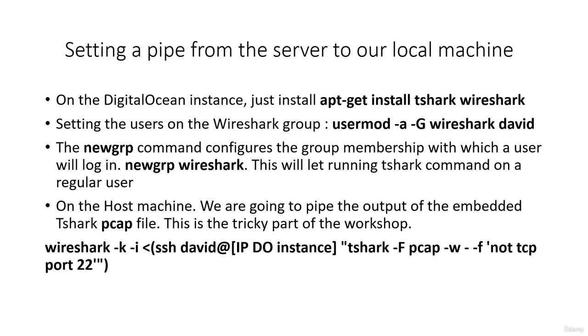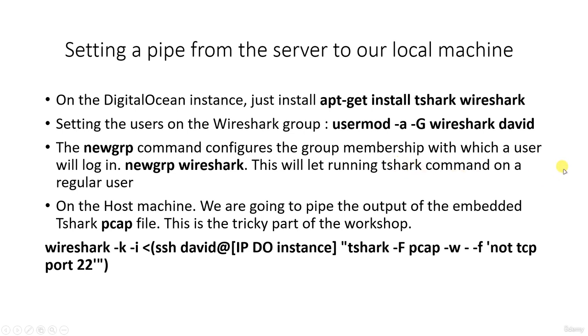Then what you have to do is set the user in the Wireshark group, because you cannot run Wireshark as root. So just type usermod to add the Wireshark group to the user David, and then the newgrp command configures the group membership with which the user will log in. So newgrp wireshark is the group configuration. This will let a regular user run the T-Shark command.